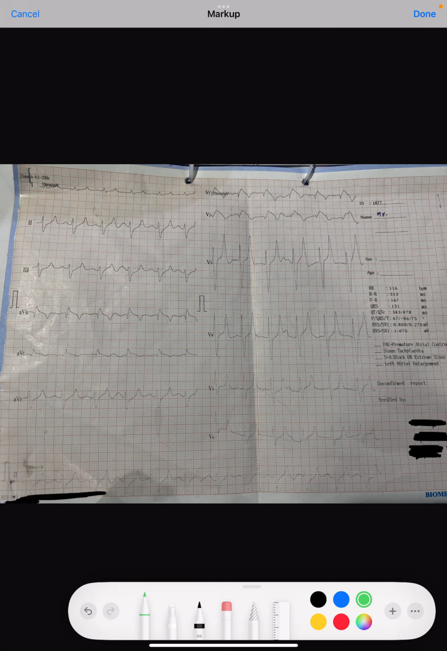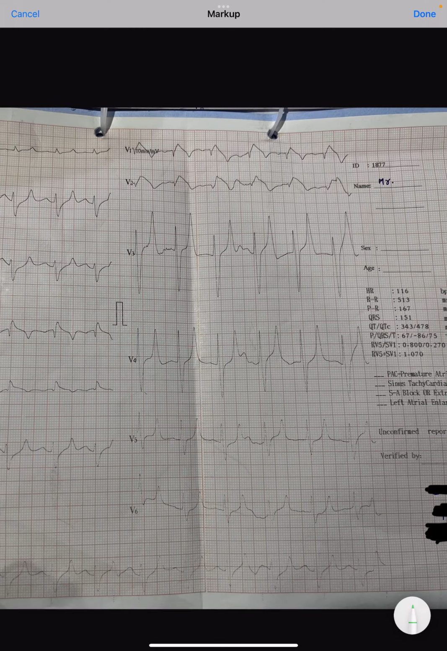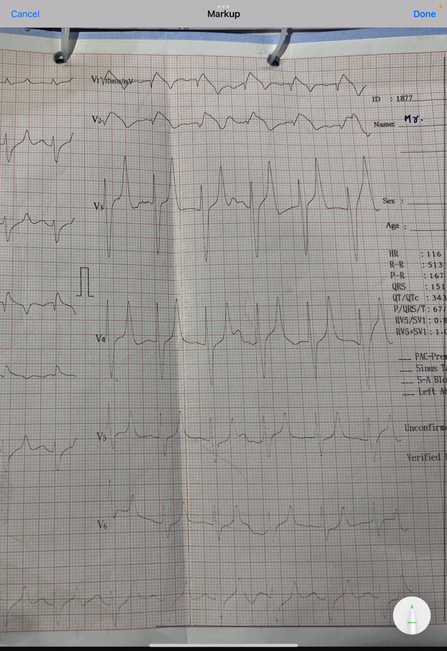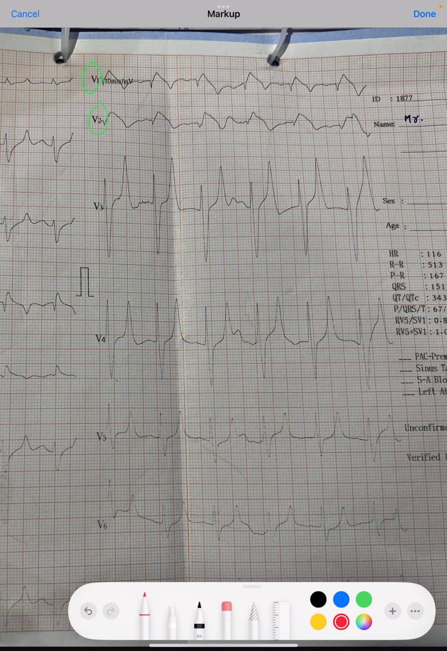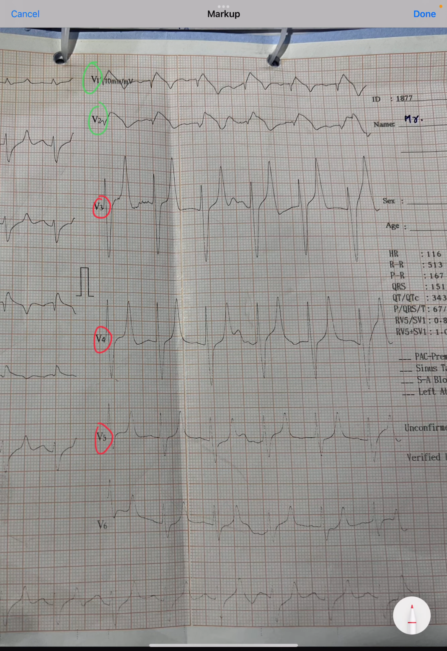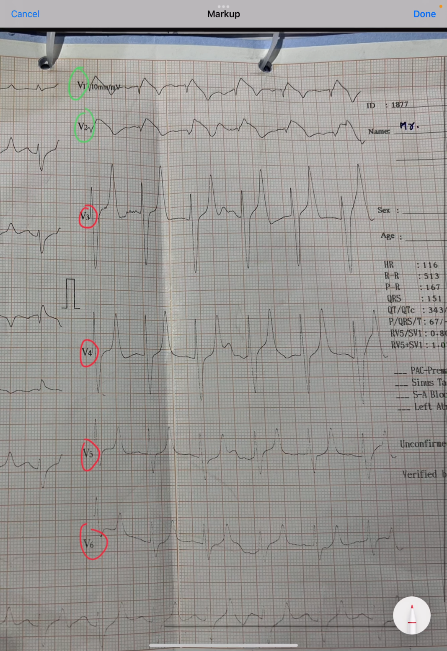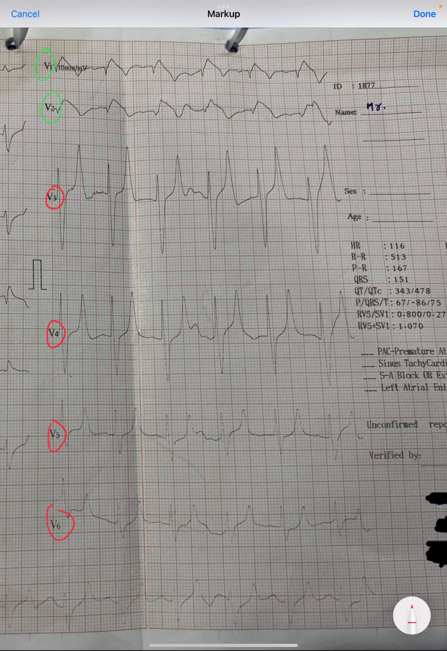You can simply pause the video and try to figure out what is the problem in this ECG. Now, when we zoom in, you can look at these leads, that is V1, V2, V3, V4, V5, and V6. We can try to find out the problem in these leads because these leads can clearly show the changes.